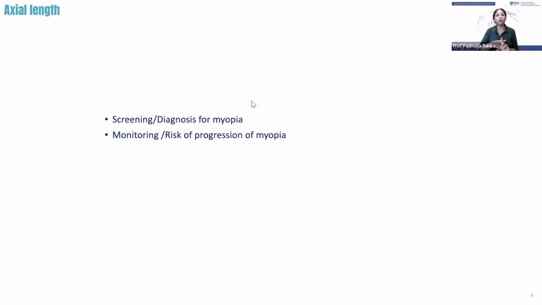Therefore, the question is, can we use axial length measurements, firstly, to screen or detect myopia? And secondly, how well can we use axial length measurements to monitor myopia as well as assess the risk of progression of myopia.